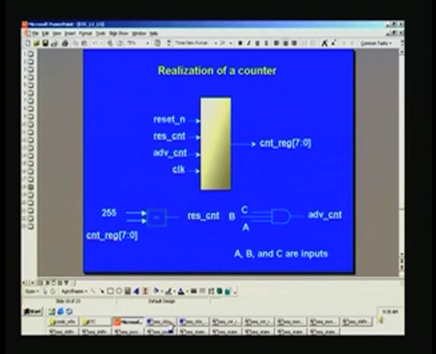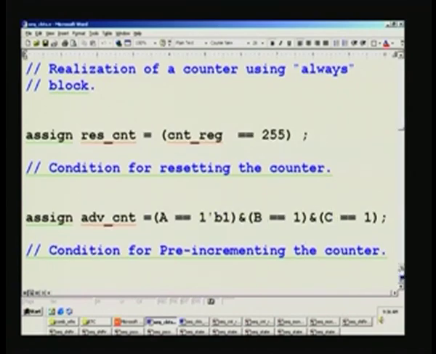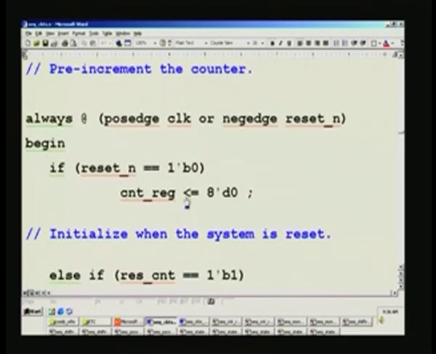And we have also seen the actual design wherein this reset count is when counter reg is equal to 255, and we advance only if A equal to 1 and B equal to 1 and so on, that is ABC being collectively equal to 1, and we increment the counter register. This is a pre-incrementation, and so it will take effect only during the positive edge of the clock, and that is at this point, and these are all nothing but clearing the counter when reset is encountered.